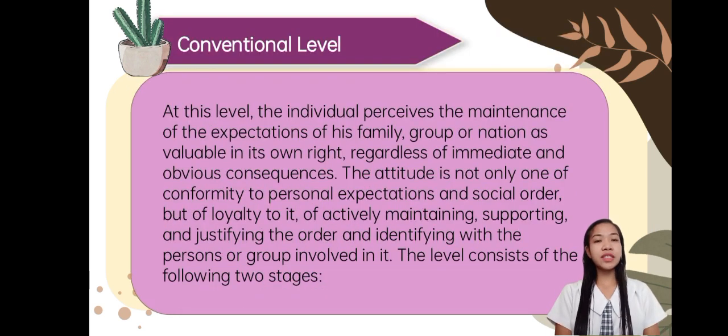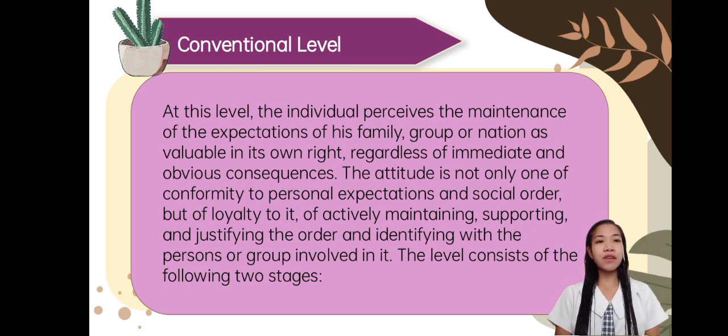Now let's go to the second level, which is the conventional level. At this level, the individual perceives the maintenance of the expectations of his family, group, or nation as valuable in its own right, regardless of immediate and obvious consequences. The attitude is not only one of conformity to personal expectations and social order, but of loyalty to it, of actively maintaining, supporting, and justifying the order and identifying with the person or group involved in it.